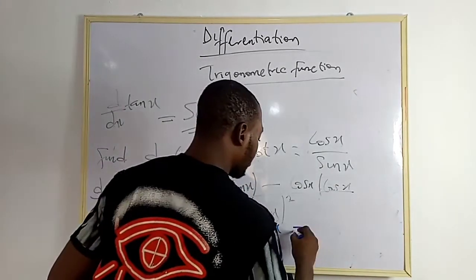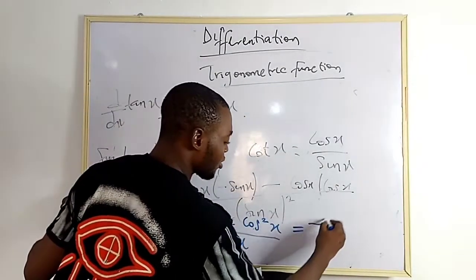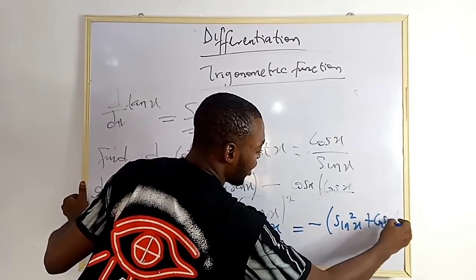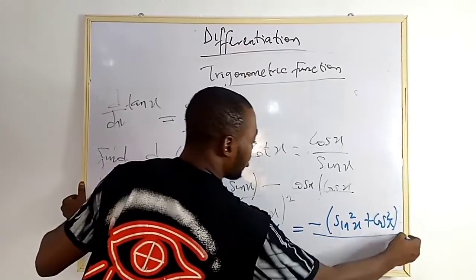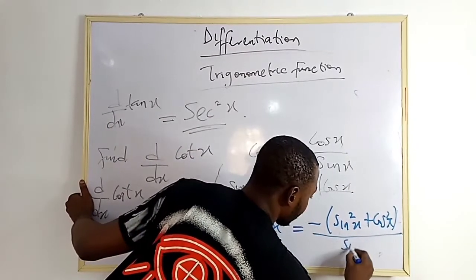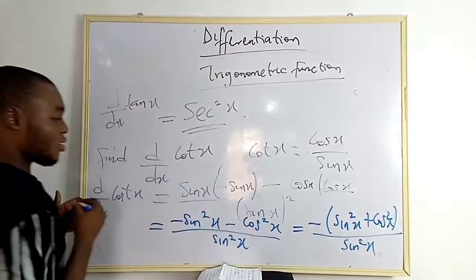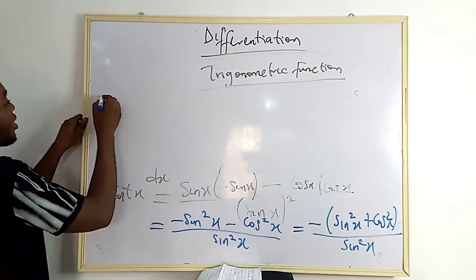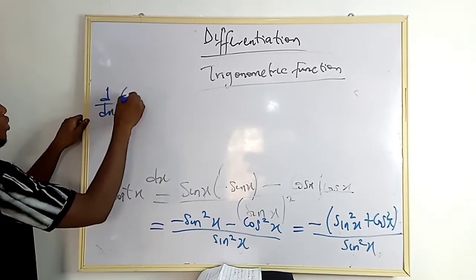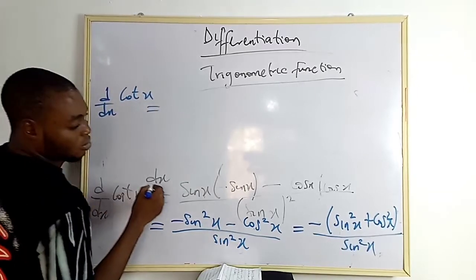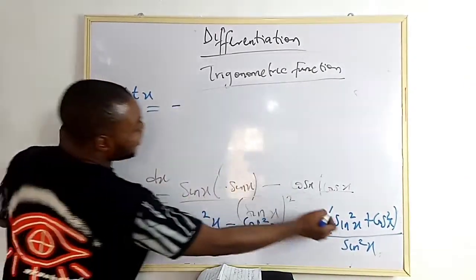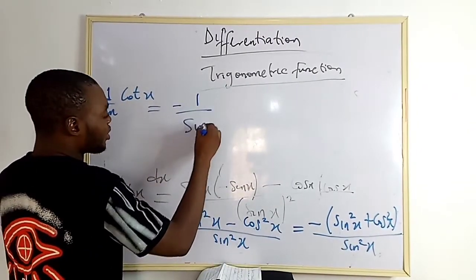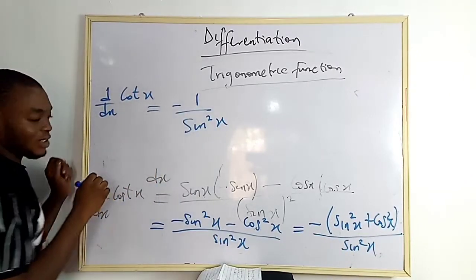And this will be equal to, so minus is common, you can bring out the minus. We are going to have sine squared x plus cos squared x all over sine squared x. So everything is minus sine squared x plus cos squared x all over sine squared x. So d/dx of cot x, the derivative of cot x, will be equal to minus sine squared x plus cos squared x, remember from trig identity that's 1, all over sine squared x. So that means we have minus 1 over sine squared x.